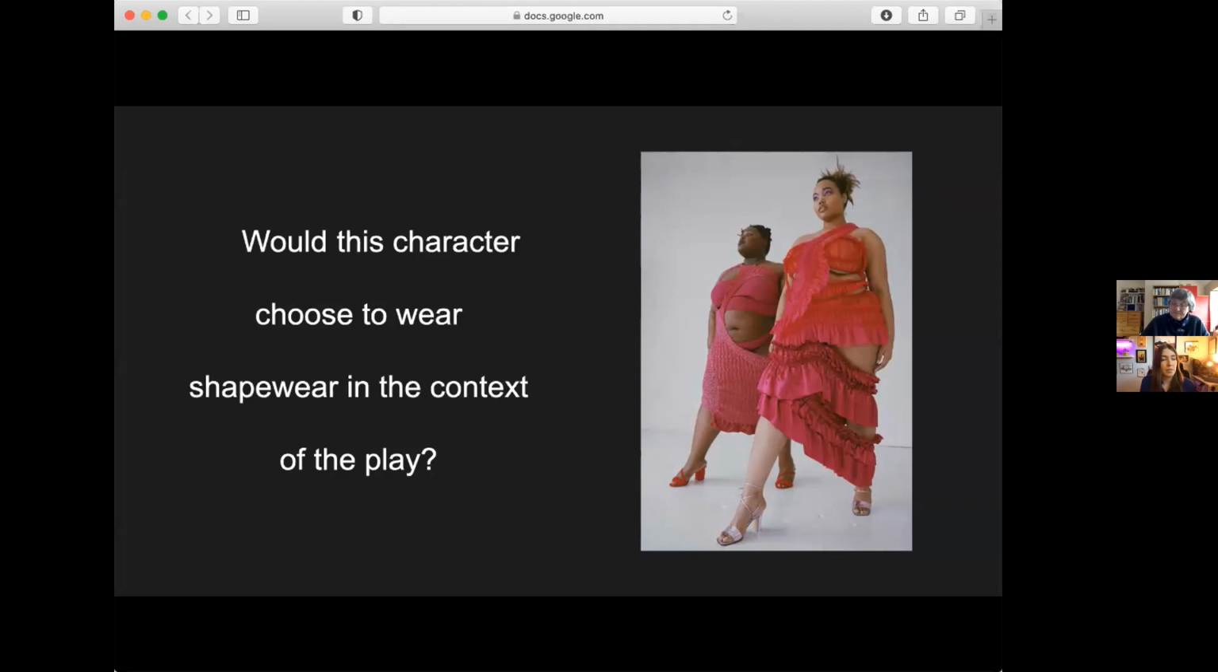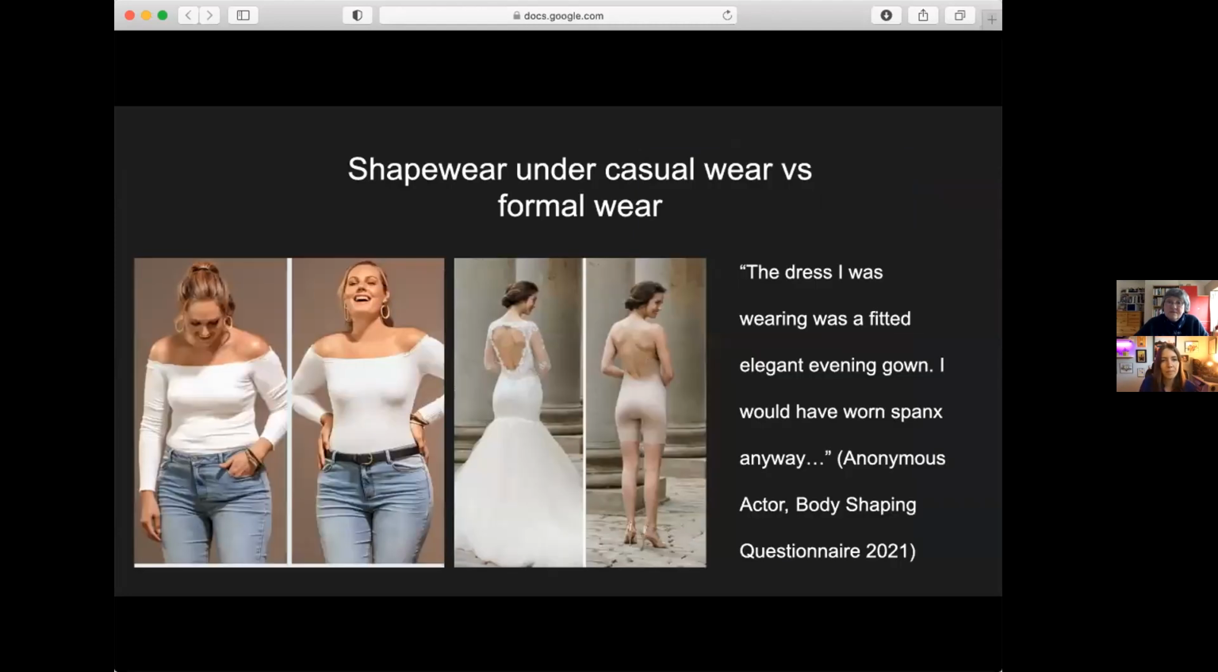Sometimes body enhancements are appropriate, for instance, when a character's physical attributes are specifically described in the script. But when there's no specific physical qualification for a character, the question has to be raised: would this character choose to wear shapewear? Therefore, in an effort to promote body diversity and avoid unnecessarily shaping the actor's body, the use of modern shapewear in costume design should be examined.